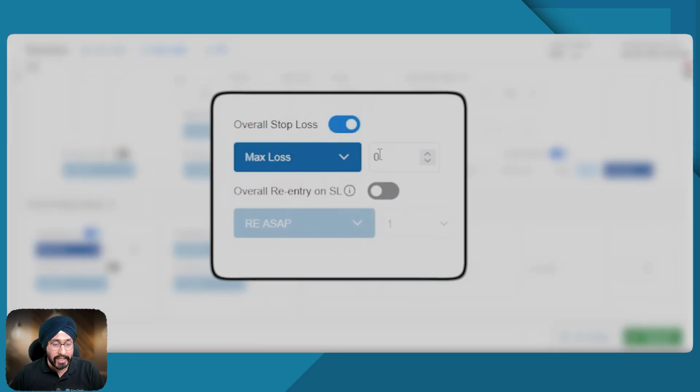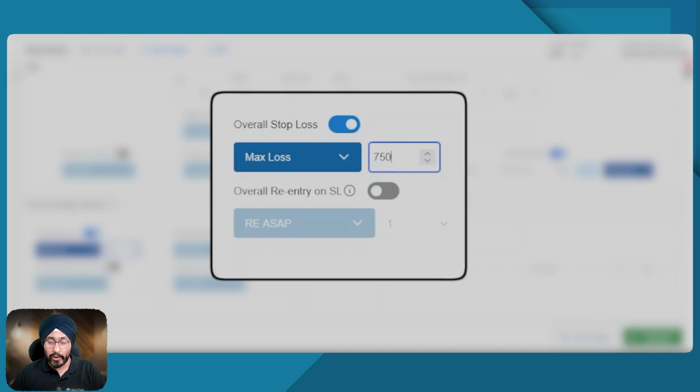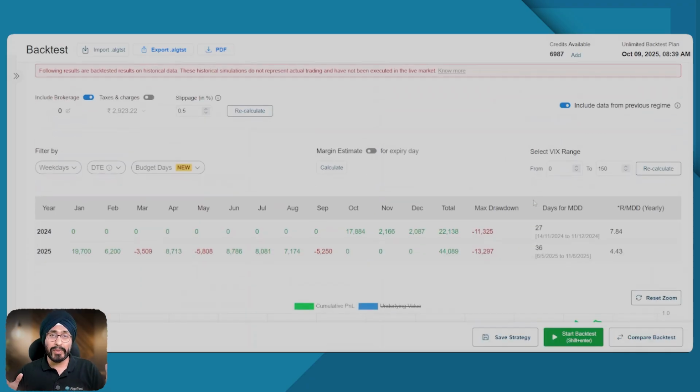I'm not placing any SLs. I'm just putting an overall SL of 750 rupees, and I'm backtesting it. So 750 rupees is 10 rupees in premium points. That is why I've put it. And here are my results.